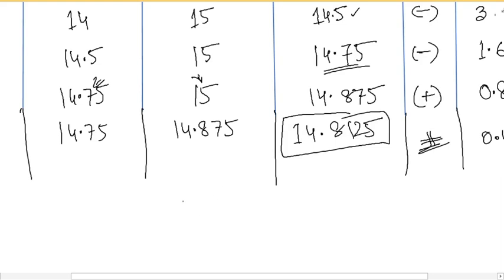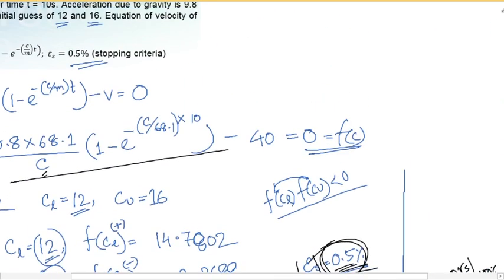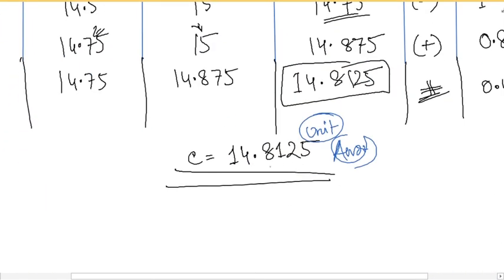So this will be the answer for our particular case. We can say the value of C will be 14.8125. This is the desired answer. You can add the unit here as well, which can be obtained from this equation. You can calculate the unit of this particular C coefficient, which you can also use with this result.